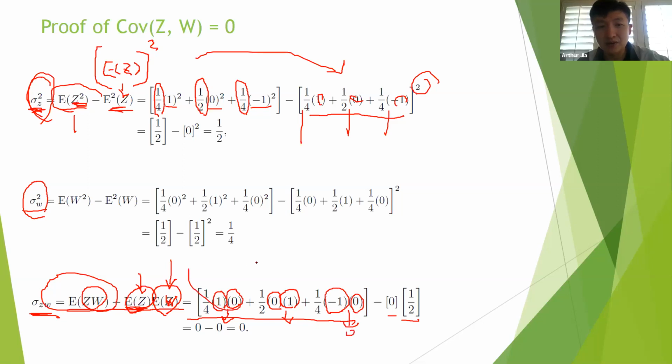And the entire thing here is 0. And the second term is here. Because the expectation of Z equals 0, this gives you another 0. So 0 minus 0 equals 0. So you complete your proof: the covariance between Z and W equals 0.